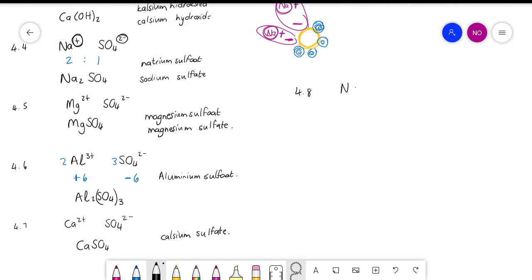So you've got sodium that carries a positive 1 charge in the ion form, and carbonate carries a negative 2 charge.